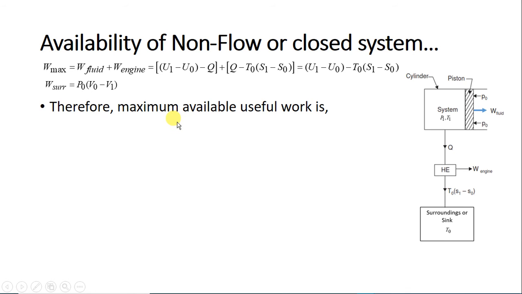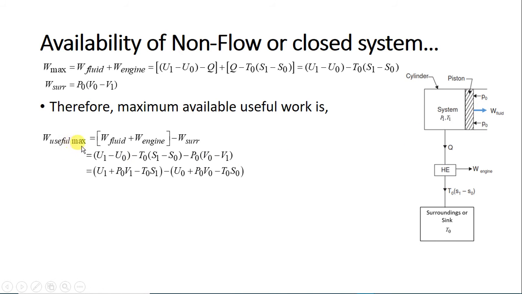So what will be the maximum available useful work? It will be W max minus W surrounding, because the surrounding is opposing the motion. So the useful maximum work will be W fluid plus W engine minus W surrounding. W fluid plus W engine is U1 minus U0 minus T0 (S1 minus S0), which we have already derived, minus W surrounding, which is P0 (V0 minus V1). So arrange the terms. You will get (U1 plus P0 V1 minus T0 S1) minus the corresponding term at the dead state. Now in the first bracket, you can see that this U1 is capital, so it is internal energy. Similarly, V1 is capital, meaning it is volume.